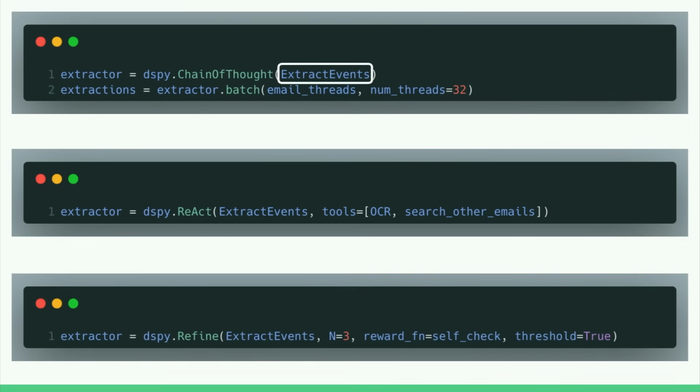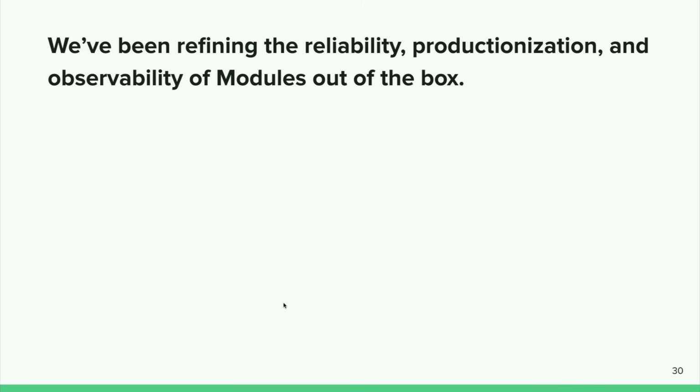Let's say you hear about reflection. I would like the LLM to think about it, look at the output it produced, think about it again, and retry. And maybe it should have access to a way of assessing that. Maybe I have a way of validating the input or something. I can give my signature to a refine module and basically ask it to apply this behavior. So we've been refining, no pun intended, the reliability, productionization, and observability of modules out of the box for the last 9 months.